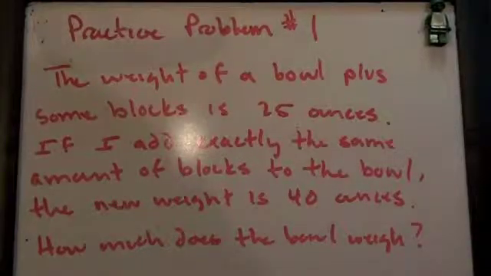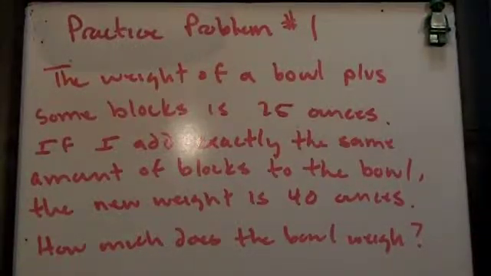Okay, good morning. This is math project number 26. Here we go, practice problem 1. The weight of a bowl plus some blocks is 25 ounces. If I add exactly the same amount of blocks to the bowl, the new weight is 40 ounces. How much does the bowl weigh?